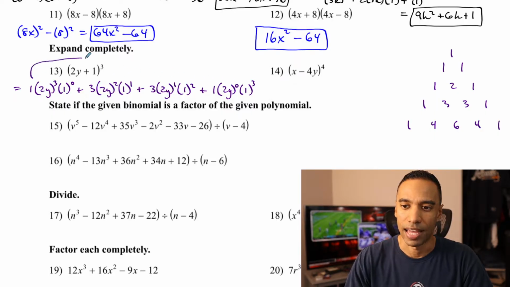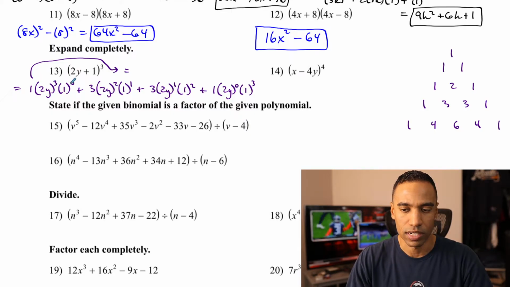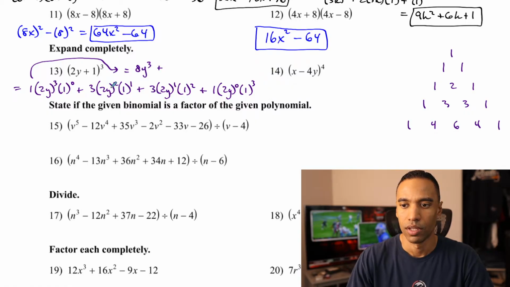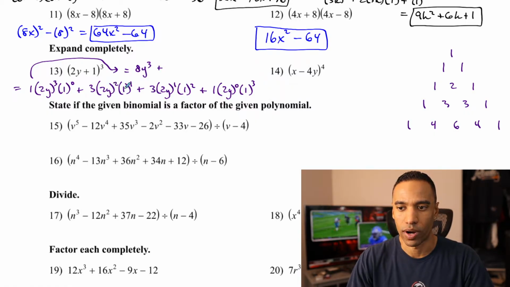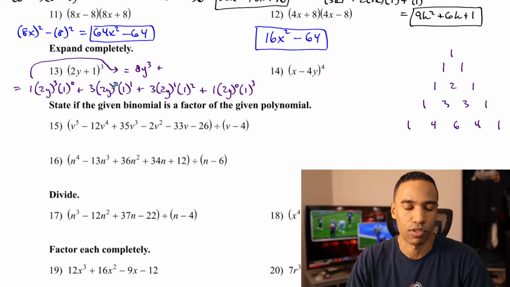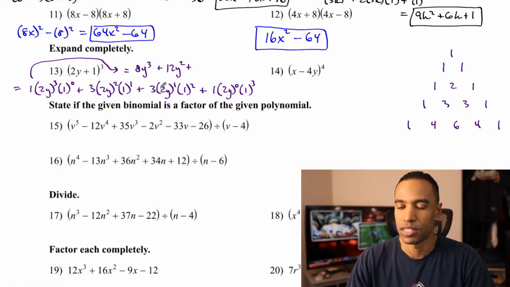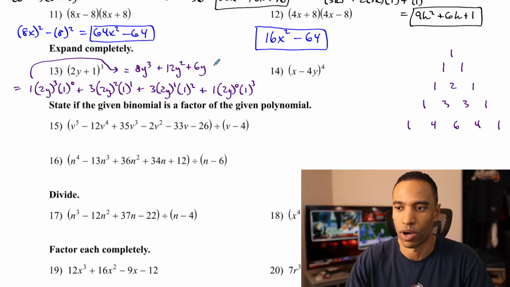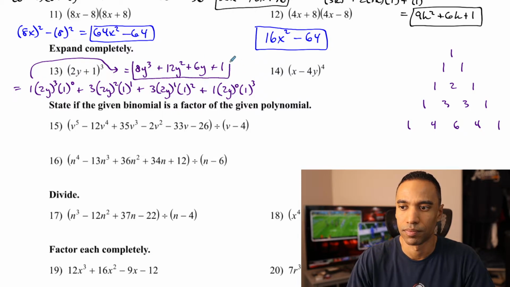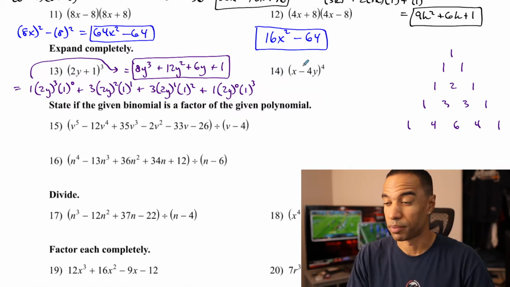Now, anything to the 0 is 1. So 1 times 1 is 1 times 2y quantity cubed, that's 8y cubed. 2y quantity squared is 4y squared times 1. These ones aren't really going to change anything, right? Times 1 is 4y squared times 3 is 12y squared. 3 times 2y is 6y, and then 1 times 1 times 1 is 1. And there's your binomial expansion to the power of 3.